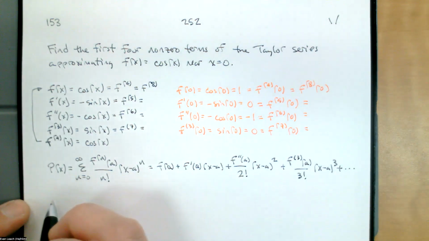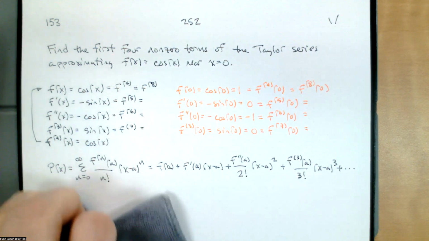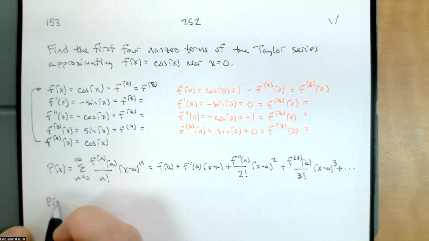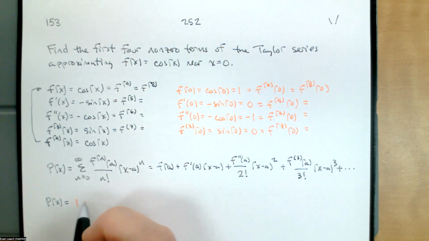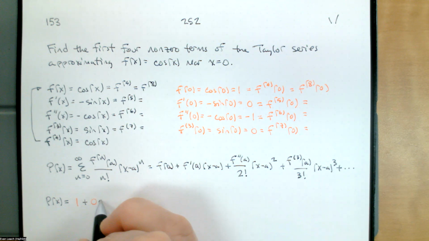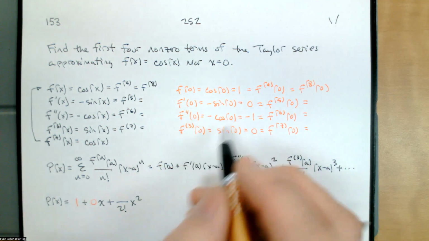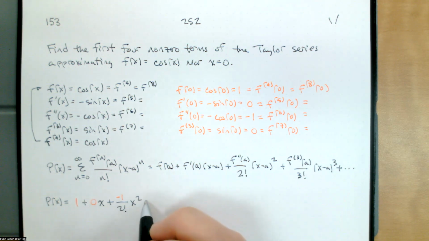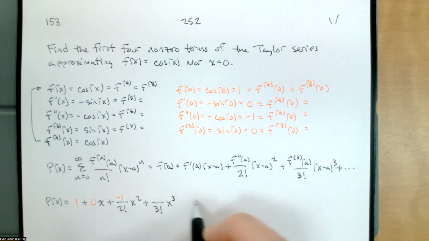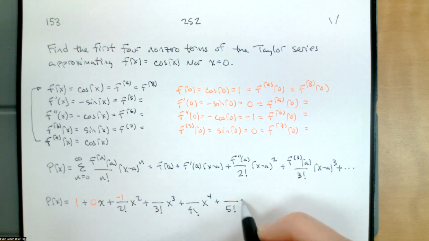So for cosine x, our Taylor series will start off with f at 0, which is 1, plus f prime at 0, which is 0, times x minus a, which is just x. The next numerator is f double prime, which is -1. All this part, the x to the n over n factorial, that's all from Taylor's formula. We're just filling in the numerators.